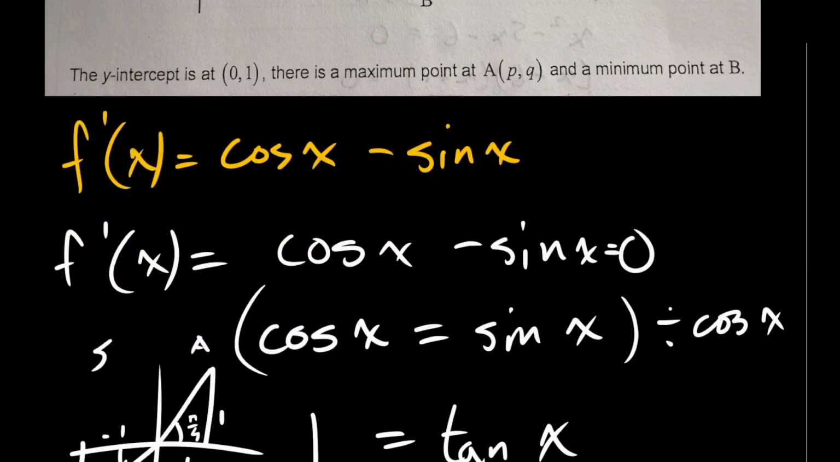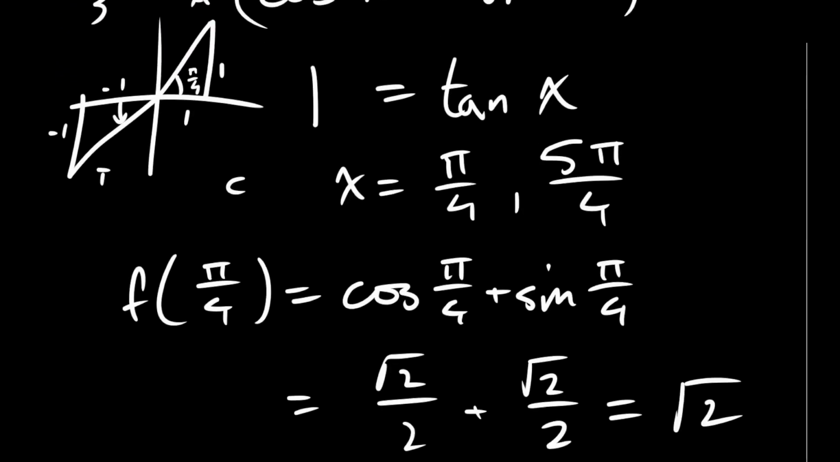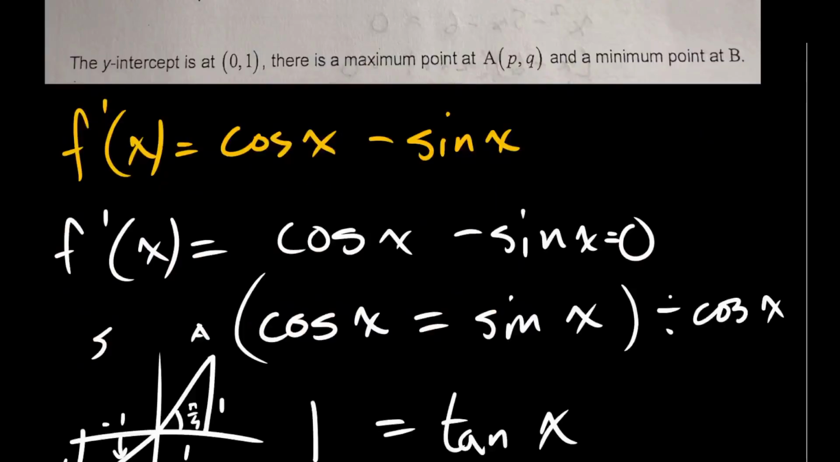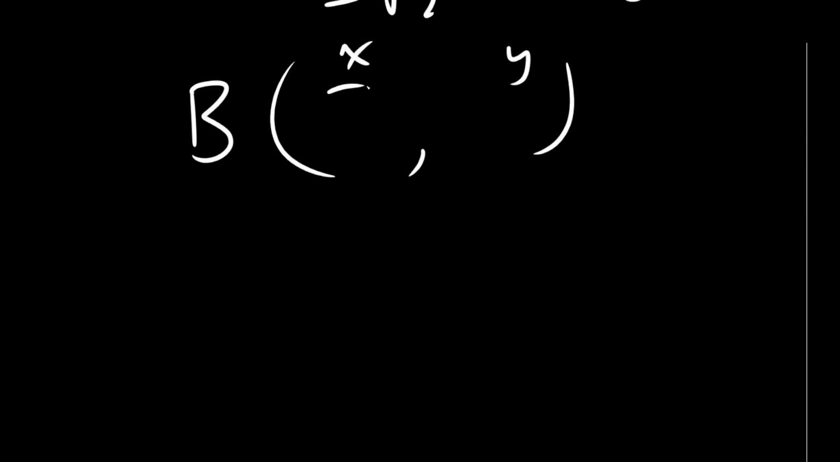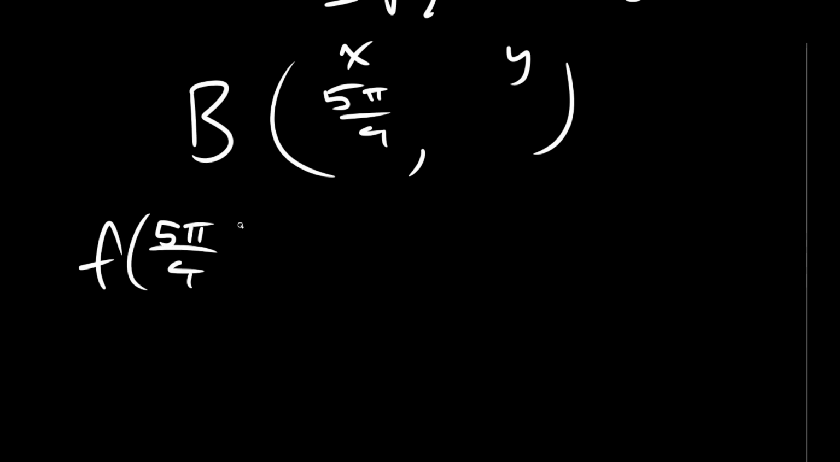And the next part tells you to state the coordinates of B. That's easy. We already have where the local minimum must be. So we know that B, the x value, must be 5 pi over 4. And to find the y value, we plug 5 pi over 4 into our function to find the height we're at at that point in the graph.